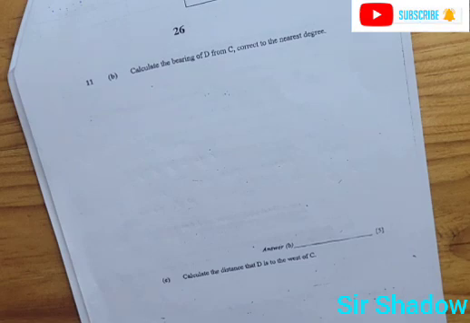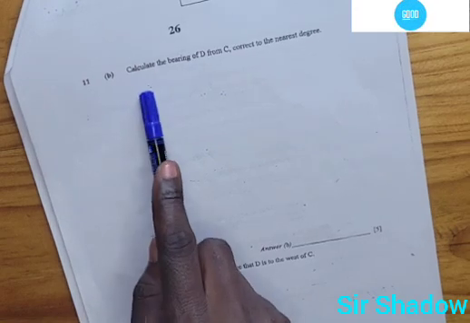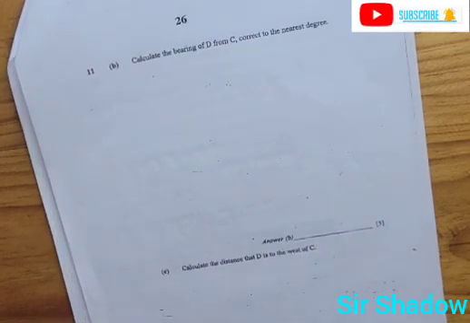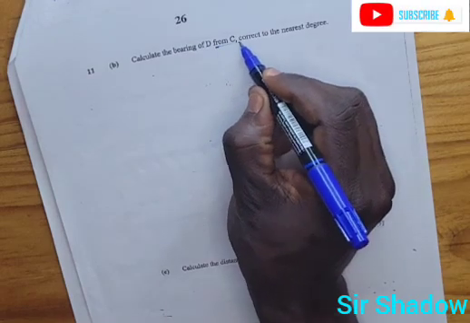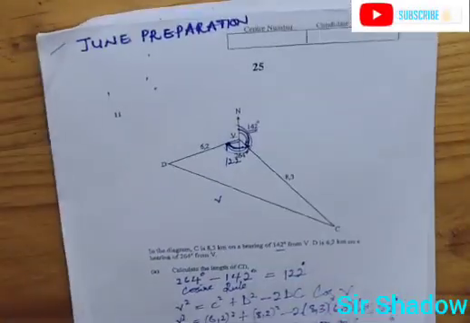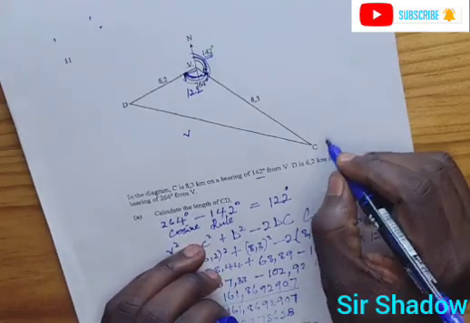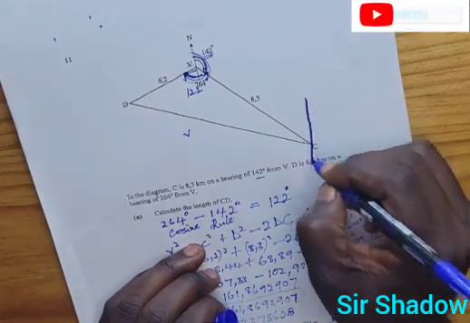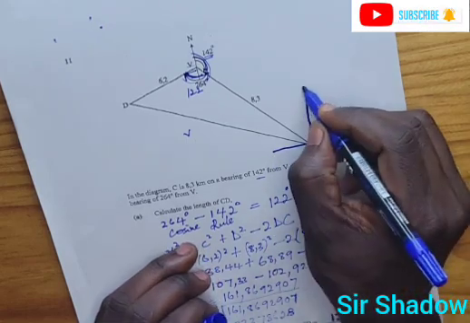Right, so now we are on question 11B. Calculate the bearing of D from C, correct to the nearest degree. We want to calculate the bearing of D from C. If you are asked to find the bearing, check which bearing is asked, the bearing of C from D or D from C. Here it is the bearing of D from C. So from C, you have to go to the point C and draw the Cartesian. Point C is this one. Then draw the Cartesian at point C. This one is our north.